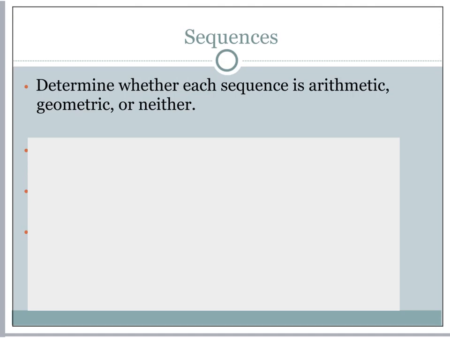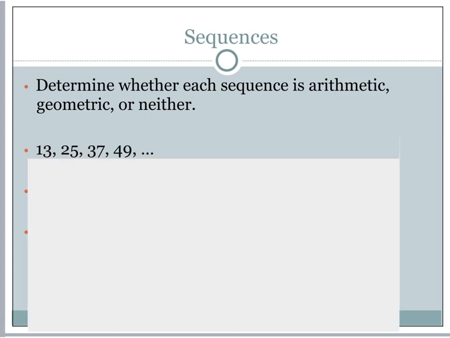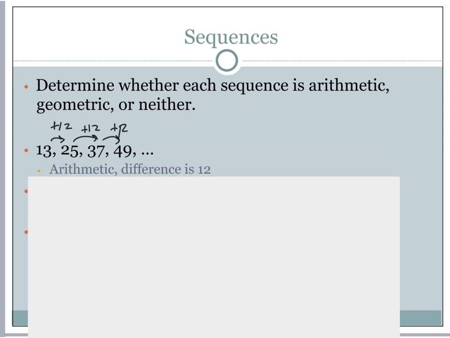Now we're going to have a variety of different types of sequences, and it's our job to figure out whether they're arithmetic, geometric, or neither. In this first example, I can think about what happens to get from 13 to 25. Well, I'm going to start with arithmetic and see if it works. From 13 to 25, we can add 12. And to get from 25 to 37, we can add 12. And to get from 37 to 49, we add 12. Because we have this constant difference, we can say that this sequence is arithmetic.